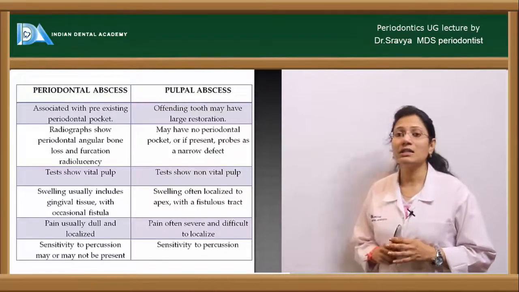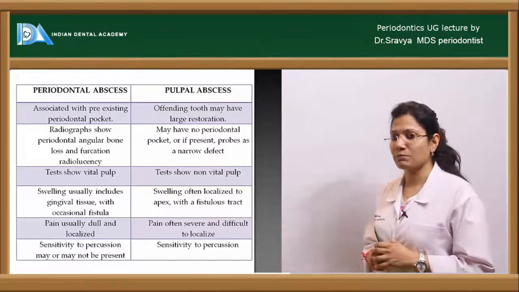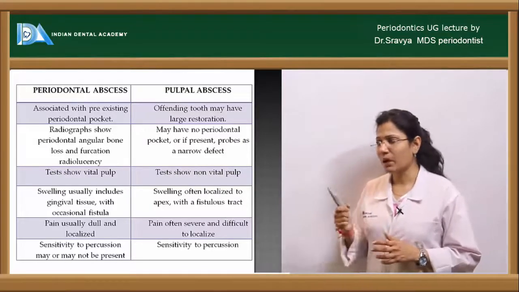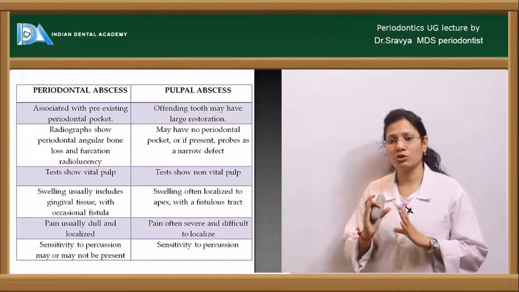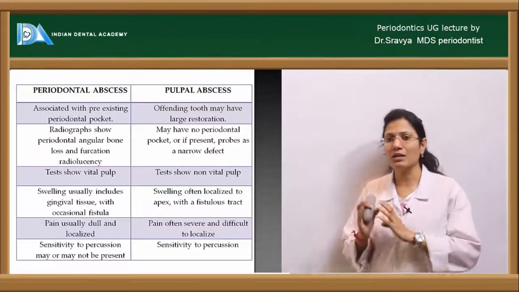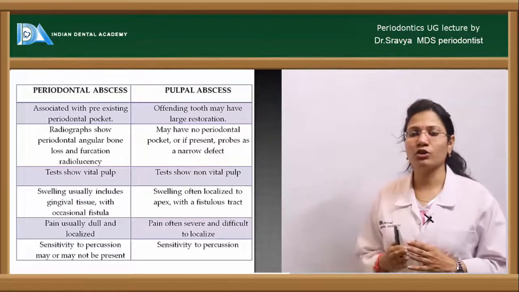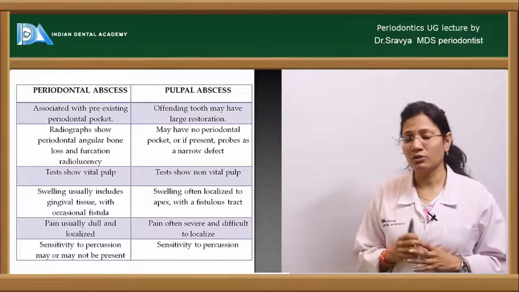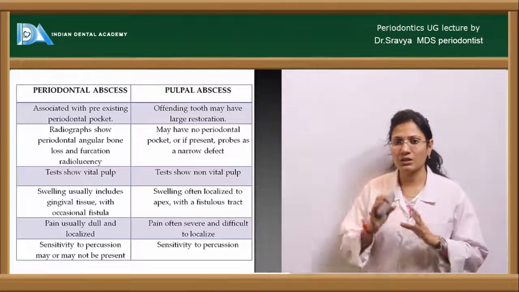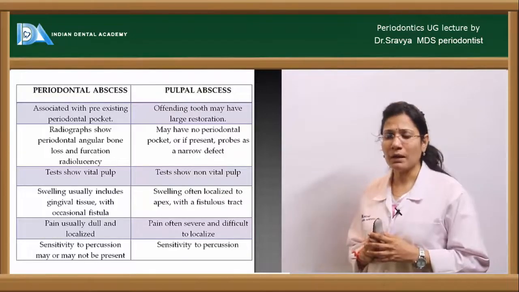And then the teeth are vital in case of your periodontal abscess, whereas in case of a pulpal abscess, the teeth are non-vital. Apart from that, in your periodontal abscess, the location of the swelling is restricted to the lateral aspect of the tooth root, whereas for your pulpal abscess, it's mostly limited to your apical region, where the apex of the root is located. Approximately there you can find your pulpal abscess.